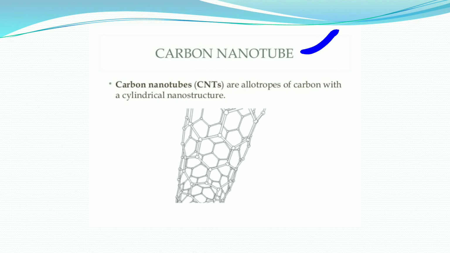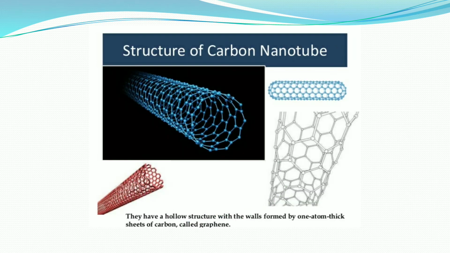This is the structure of the carbon nanotube. Carbon nanotubes are allotropes of carbon with a cylindrical nanostructure. This is a cylindrical nanostructure of a carbon nanotube. They have a hollow structure with a wall formed by a one-atom-thick sheet of carbon, which is called graphene. This is the structure of the carbon nanotube.